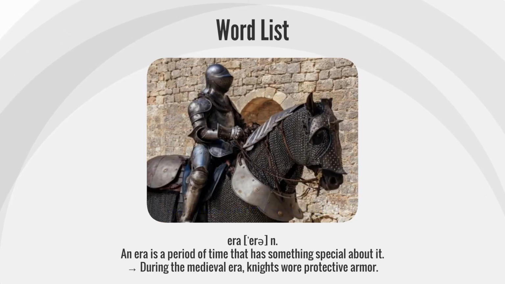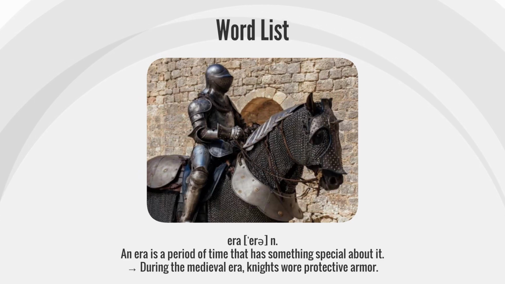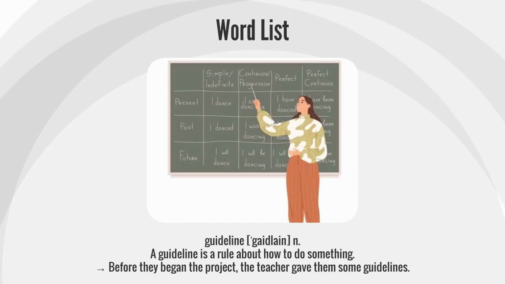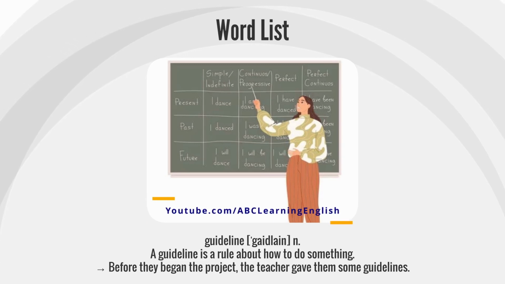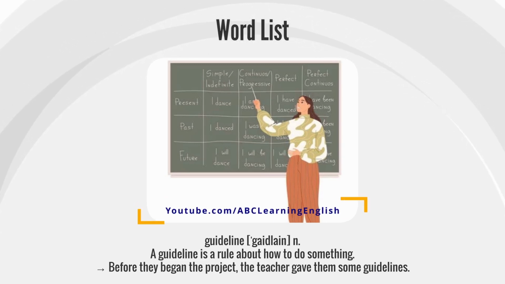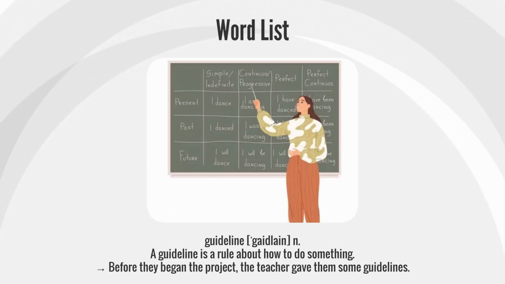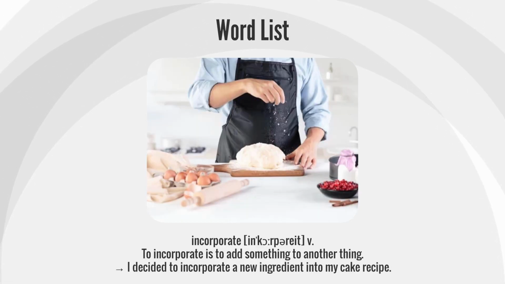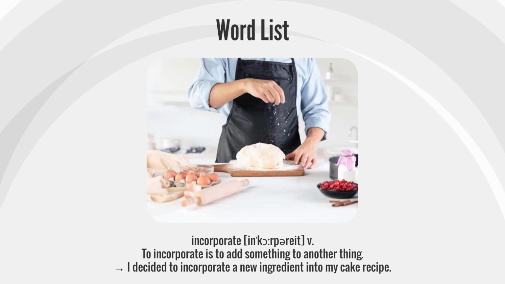Era. An era is a period of time that has something special about it. During the medieval era, knights wore protective armor. Guideline. A guideline is a rule about how to do something. Before they began the project, the teacher gave them some guidelines. Incorporate. To incorporate is to add something to another thing. I decided to incorporate a new ingredient into my cake recipe.